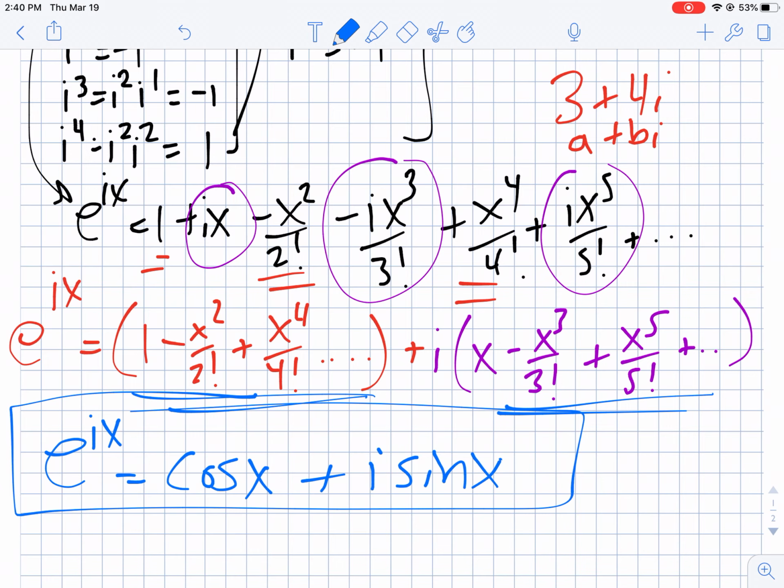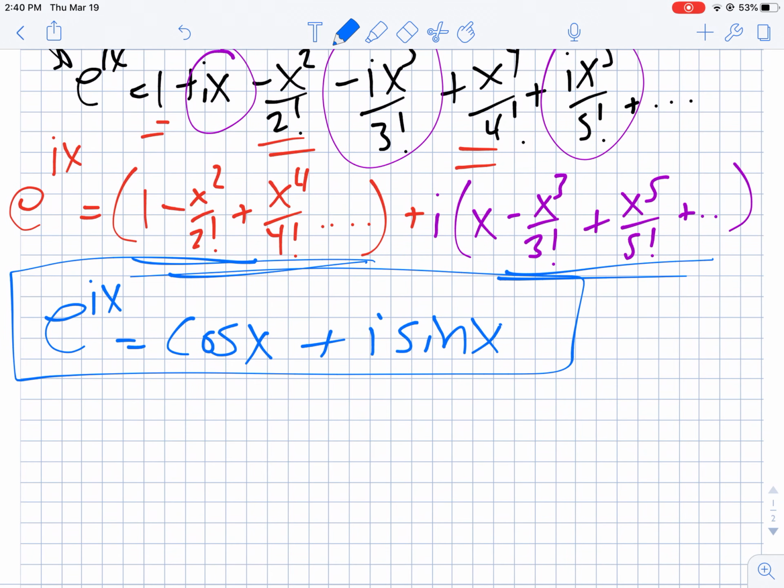This is called Euler's formula. That's the same Euler who e is named after and who came up with Euler's method.